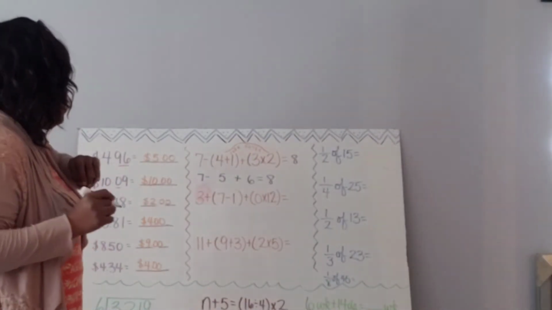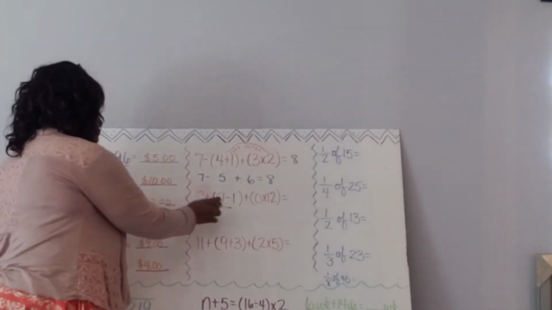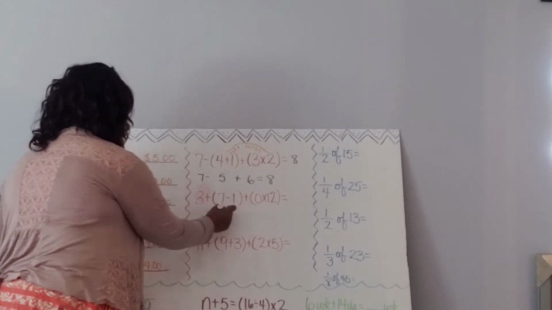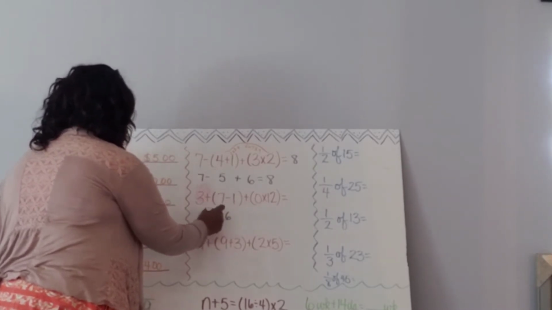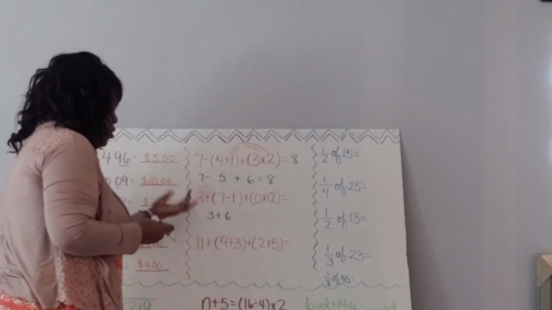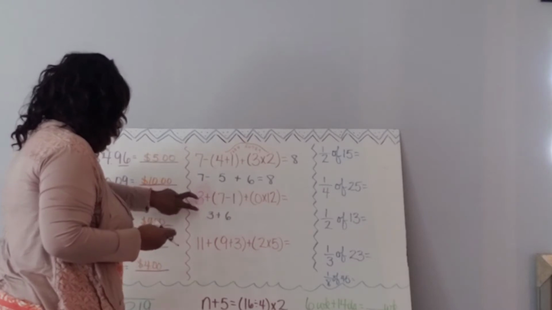Then come down to the next one. We have 3 plus 7 minus 1. What is 7 minus 1? 6. Excellent. Bring your 3 and your plus. You want to keep them. Some of you were switching them. Don't switch them. Keep them in the order.